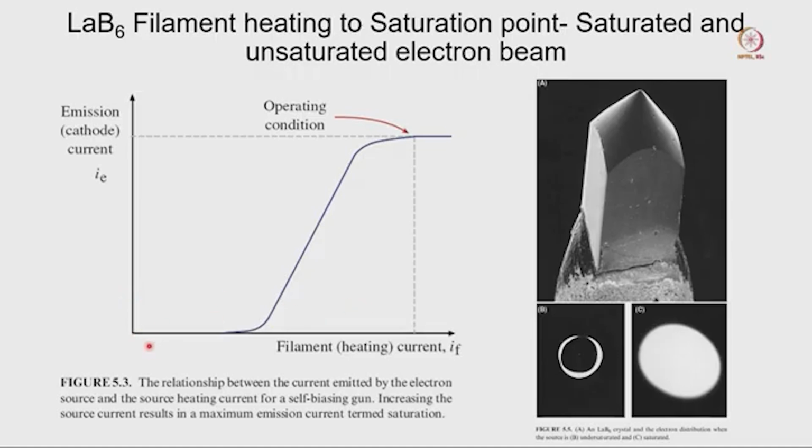If we look at this, there is a filament heating current. So this is the filament heating current, where we are heating a filament, and then there is the emission current. When we are heating a filament, is it going to immediately release the electron? Probably not. It is not going to release the electron immediately. Initially we need some kind of heat energy.